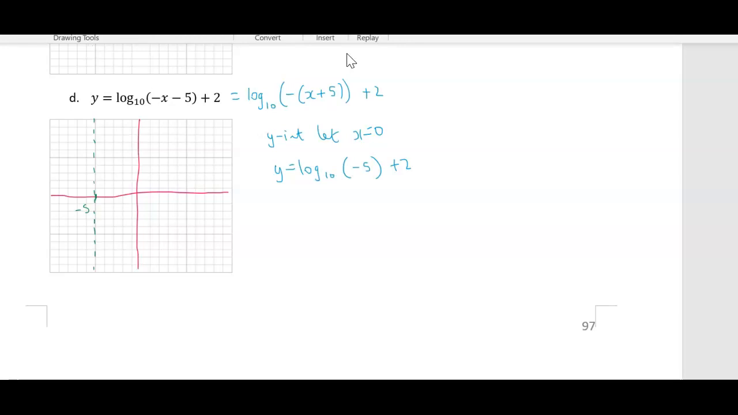All right, we do have an x-intercept, so we can work that out. We knew it in the graph I showed you on Desmos that it was at 6, but let's calculate it. Let y equal 0. Okay, so we've got log base 10, -x minus 5, plus 2 equals 0.